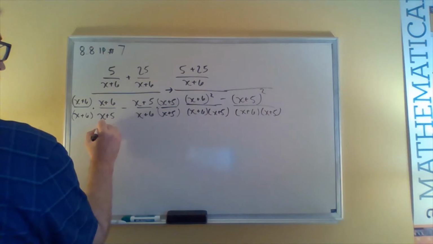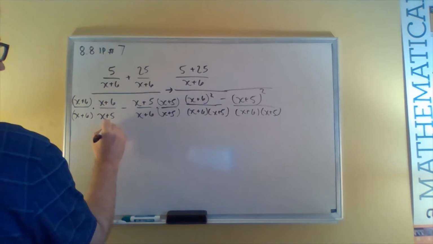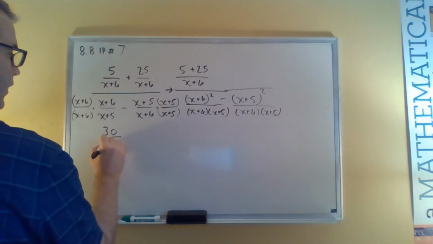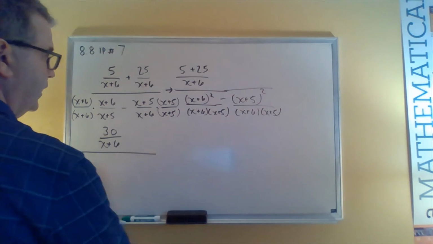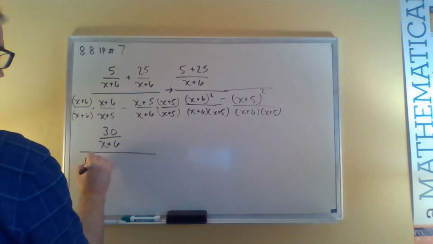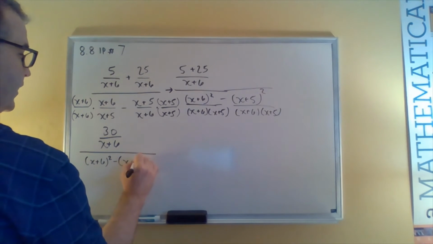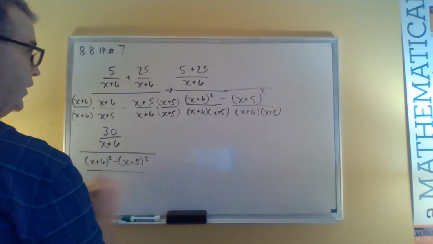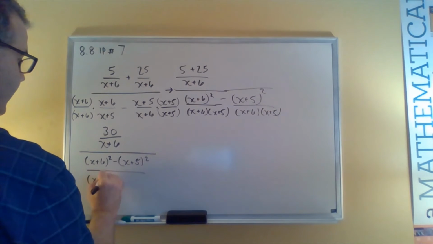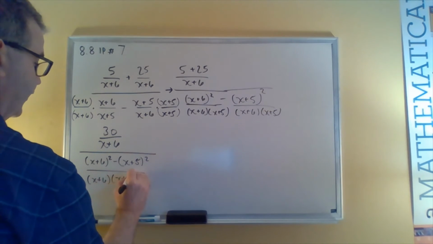So my numerator will stay the same. Well, actually I can add 5 plus 25, so I'll end up with 30 over (x+6). That'll all be over (x+6) squared minus (x+5) squared, all over (x+6)(x+5).